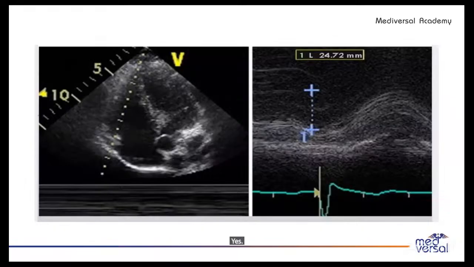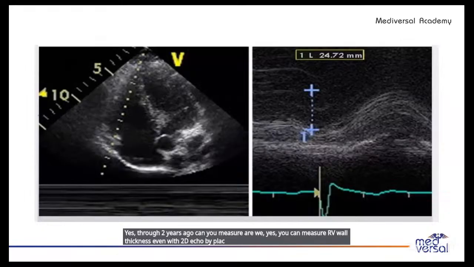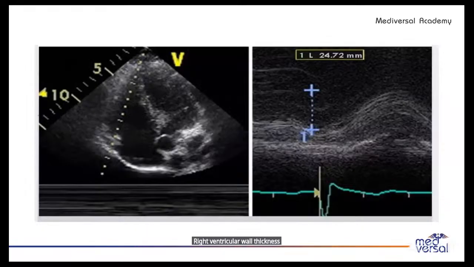Yes, can you measure RV through 2D echo? Yes, you can measure RV wall thickness even with 2D echo by getting the subcostal view, and you can apply M mode on the right ventricle, and you can get the right ventricular wall thickness. Any further queries?